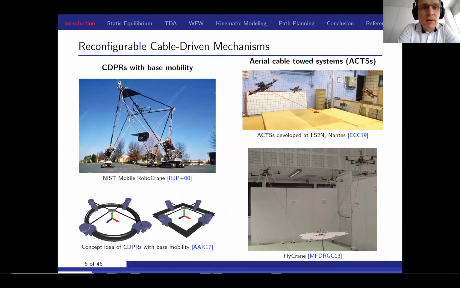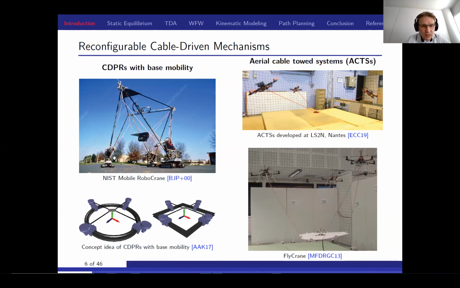One of the specificities of our work on CDPR deals with the reconfiguration of such robots. Again, we're not the first ones focusing on the reconfiguration of cable-driven parallel robots. Here on the left are some pictures of existing reconfigurable and mobile CDPR.